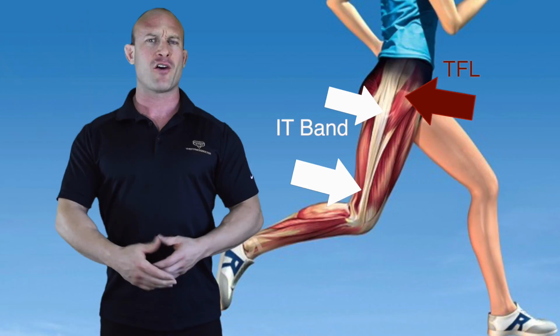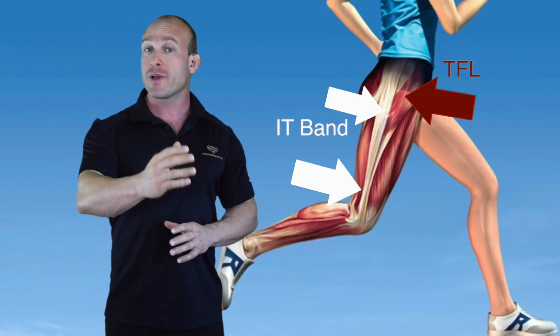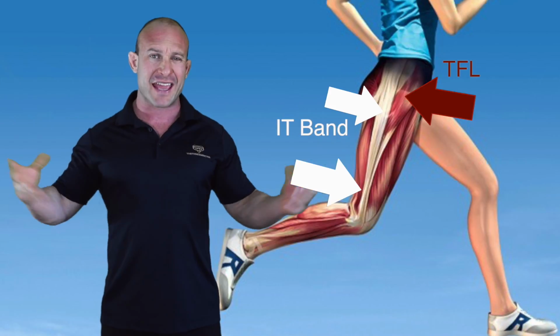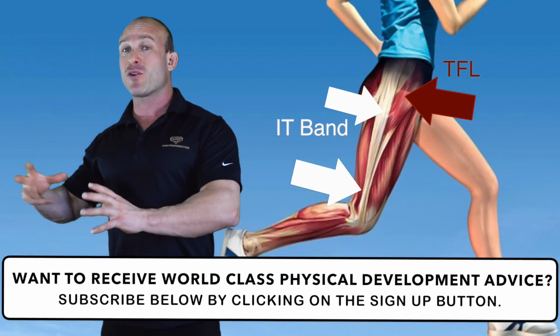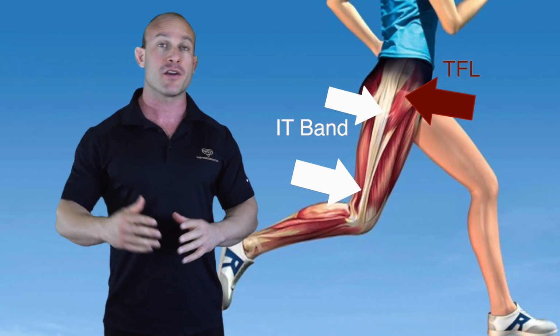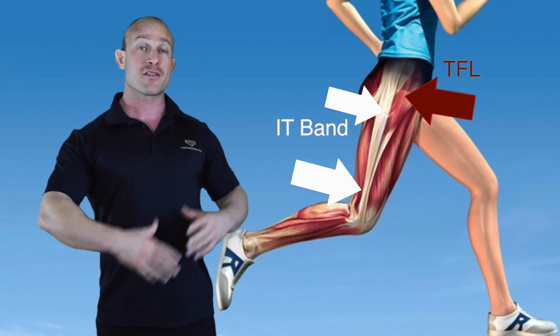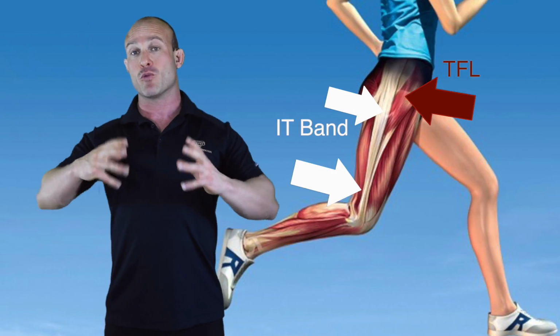Why is the TFL getting tight, and what can you do about it? Well, it's either mobility caused, in other words, elongation and flexibility, so to speak, or stability caused, basically strength and stability. There's a deficit somewhere in the body. And in this case, with IT band syndrome, it's the glute medius that can be weak.